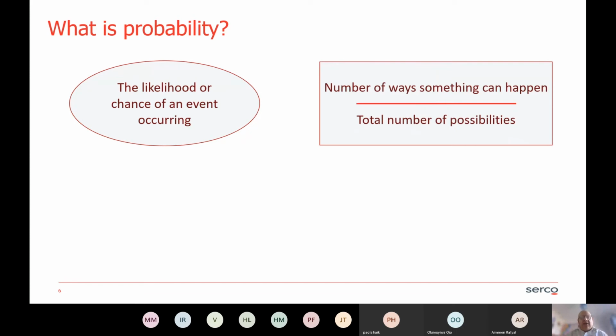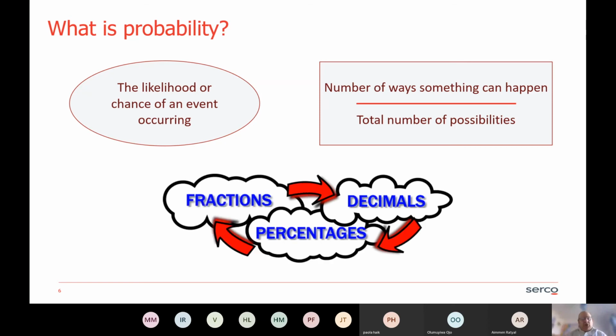And the way we work out and display probability is we look at the number of ways that something can happen, and then that is over or divided by the total number of possibilities. I'll explain that when we do some examples shortly. So it's the number of ways something can happen against the total number. And we usually represent probability as either a fraction, a decimal, or a percentage.